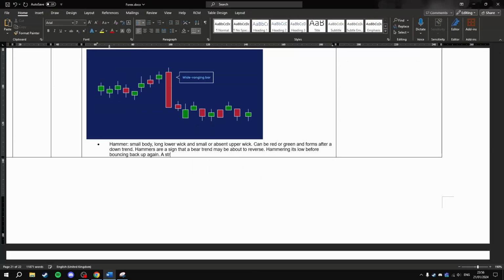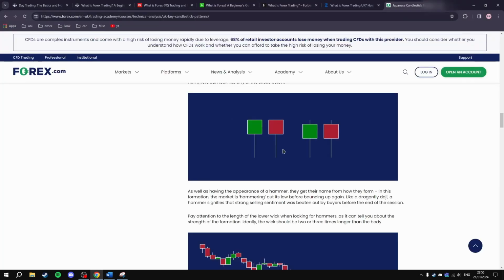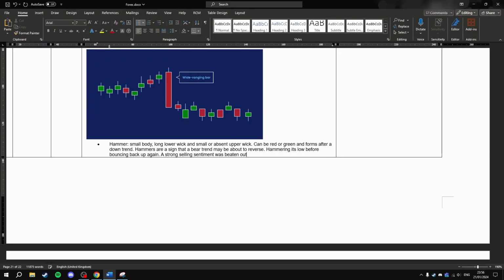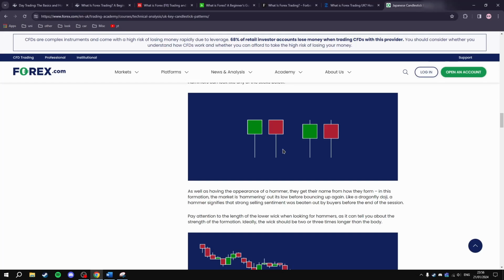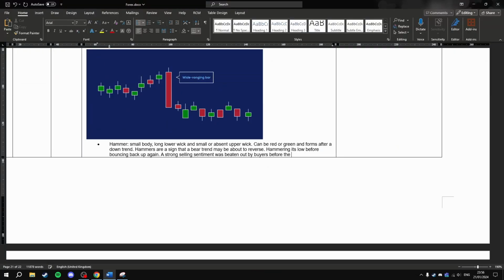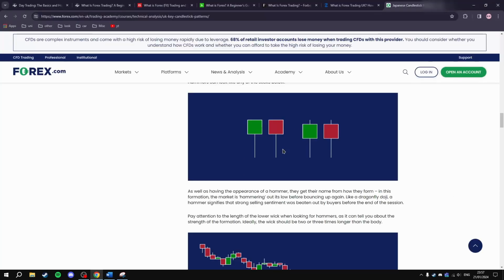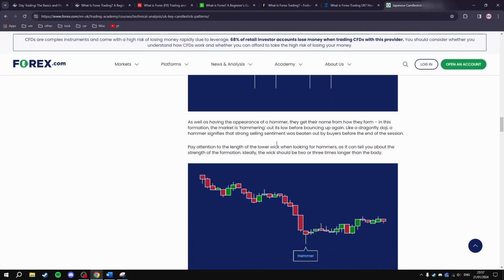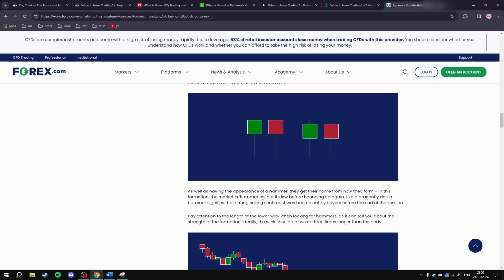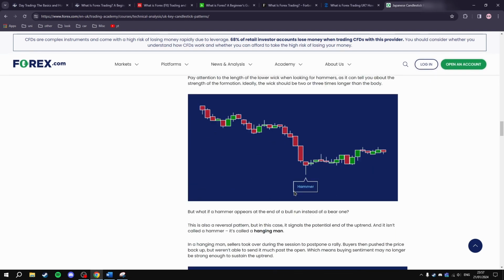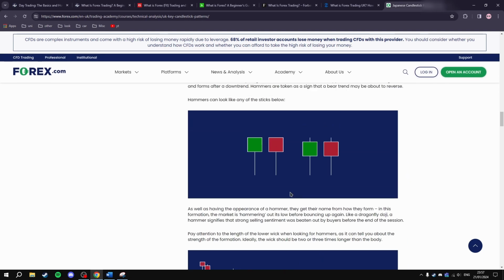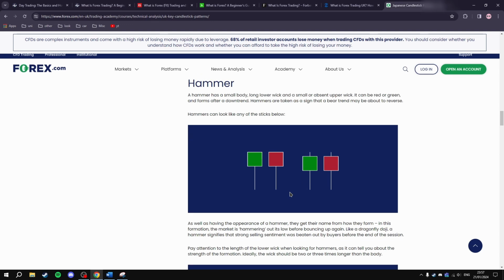A strong selling sentiment was beaten out by buyers before the end of a session.